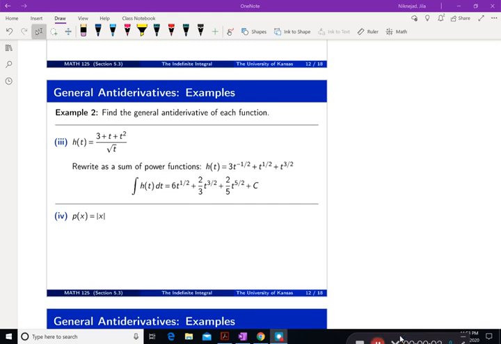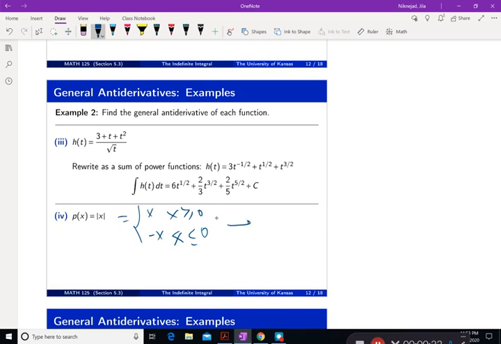Okay, how do we find the antiderivative of the absolute value of x? First of all, what is the absolute value of x? The absolute value of x is x if x is bigger than or equal to 0, and negative x if x is less than or equal to 0. And so this is the piecewise function.